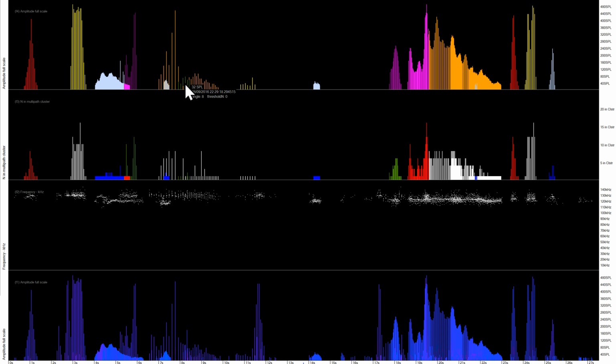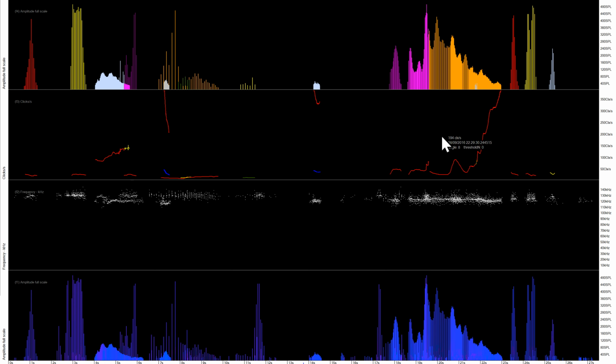Here you've got click trains that are sort of duplicates, and that's because of this multipath replicates thing. I'll just show you the click rates here. They're going up to about 400 clicks a second here. So that's a fairly typical feeding buzz there.